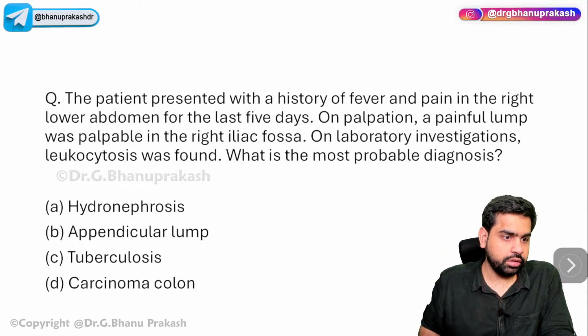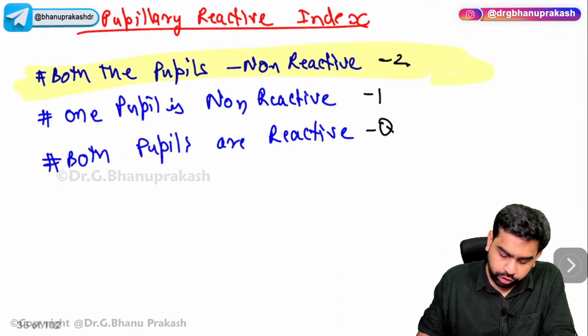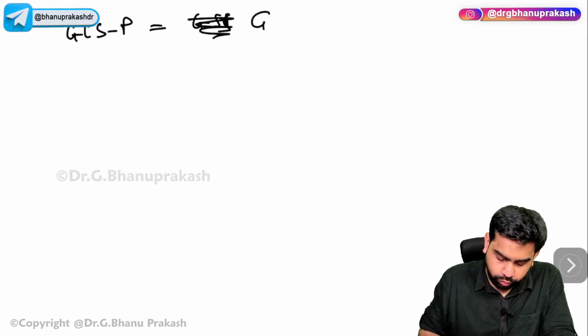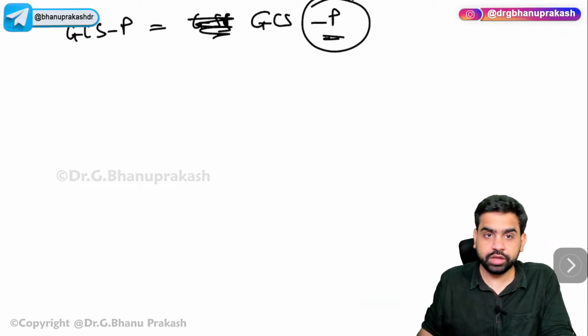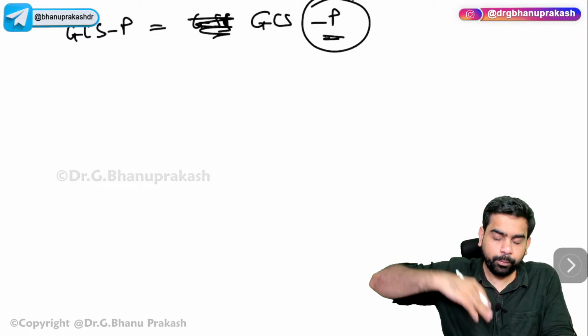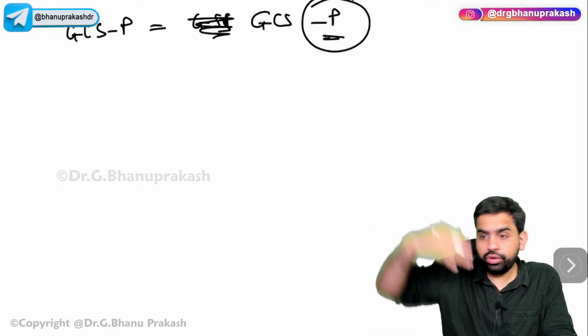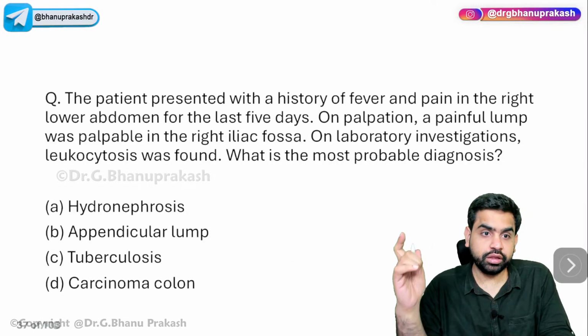So if you want to calculate the GCS-P, you basically subtract the pupillary reactivity score from the GCS score which you have got, in order to get the value of the GCS-P. So the higher the pupillary reactivity score, the poorer the prognosis. That's what you need to understand. Got it? Okay, now let's move on to this particular question.